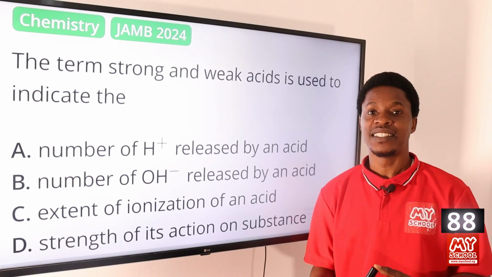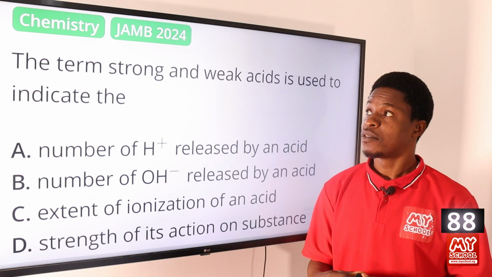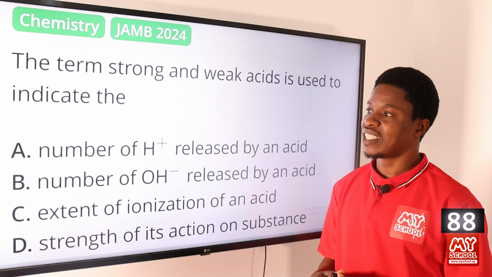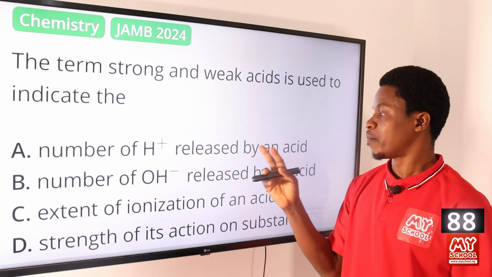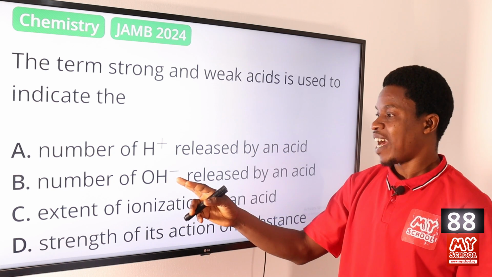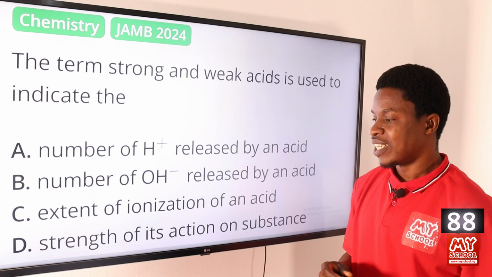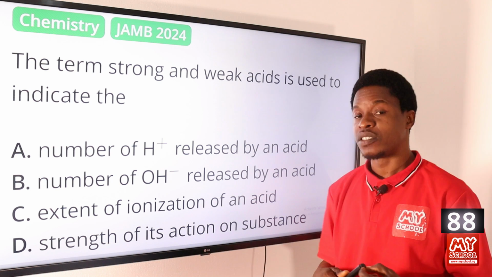Question number 88. The term strong and weak acids is used to indicate what? The number of hydrogen ions released by an acid, the number of hydroxyl ions released by an acid, extent of ionization of an acid, or strength of its action on substances.